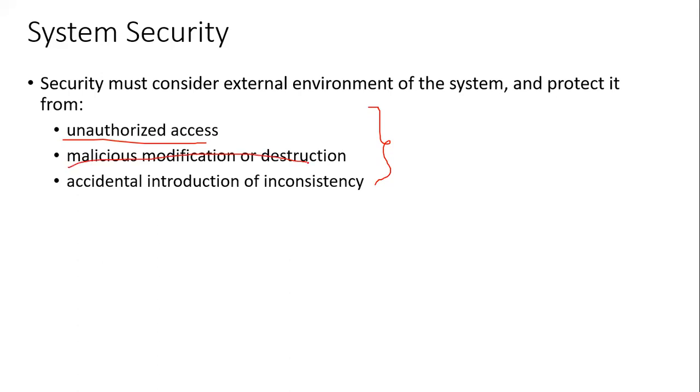Malicious modifications or destructions. In any case, if there's an attack, there might be different modifications happening to your computer. So the operating system is responsible for providing some sort of security to the system. Then accidental introduction of inconsistency. For some reason, all of a sudden some data might be missing, or corrupted, or sometimes, when a file is opened, it might be corrupted.